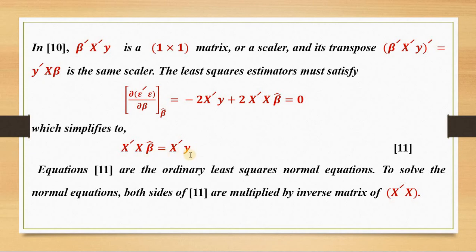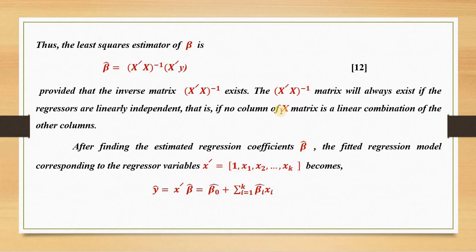To solve these normal equations, we multiply both sides by the inverse of X prime X. We multiply this term by (X prime X) inverse, and this term also by (X prime X) inverse. After simplification, we have beta cap equal to (X prime X) inverse X prime y. But the condition is that the inverse of the matrix X prime X must exist. The (X prime X) inverse matrix will always exist if the regressors are linearly independent, that is, if no column of the X matrix is a linear combination of the other columns.